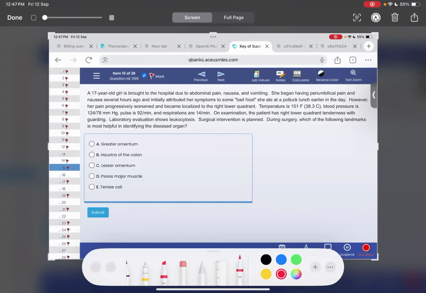So, right lower quadrant tenderness with guarding, and there is leukocytosis present over here. For example, this is your abdomen, and this is your umbilicus. So pain is over here. Right lower quadrant pain, high leukocytosis. The topmost differential diagnosis is acute appendicitis. I got the point.